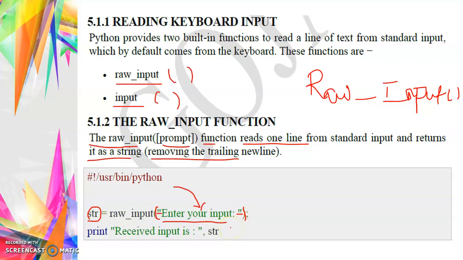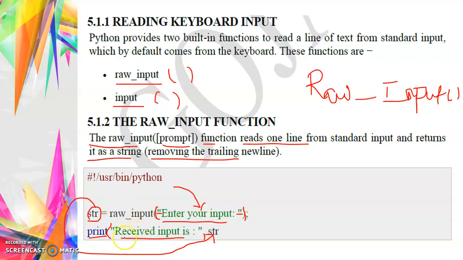Next, to get output on the screen we use the print function. In that function I pass the string statement "Received input is", followed by a comma, and then the declared variable str. The str variable holds the value of what the user gave as input to raw_input. The user's input is stored in the str variable.